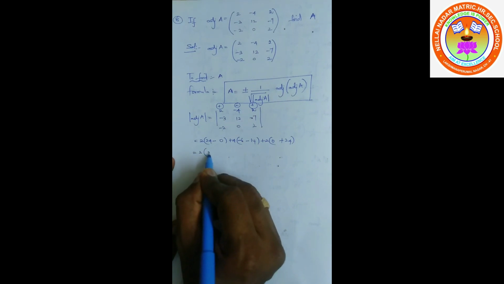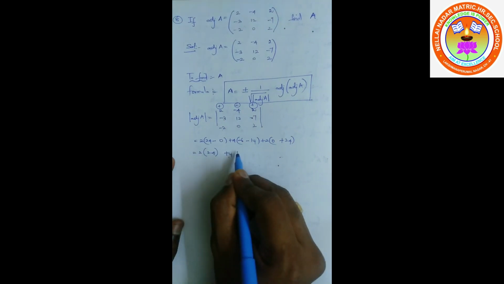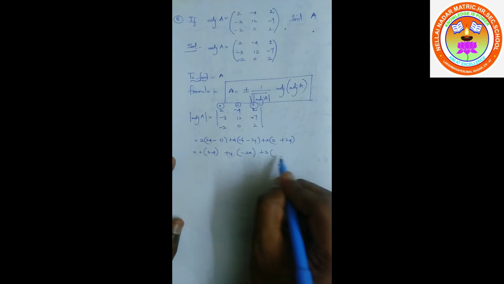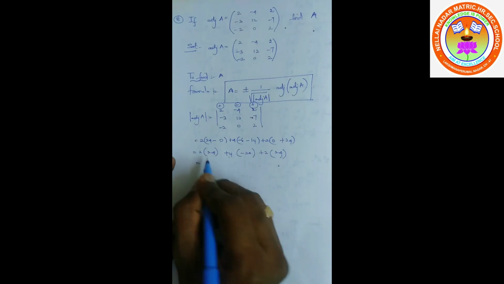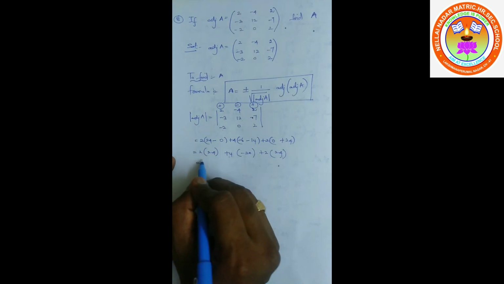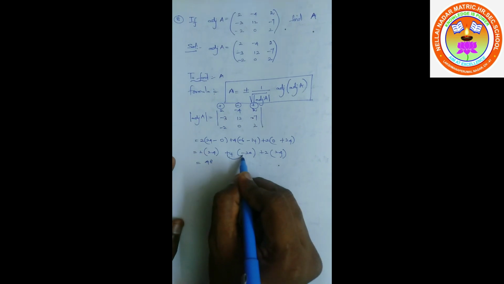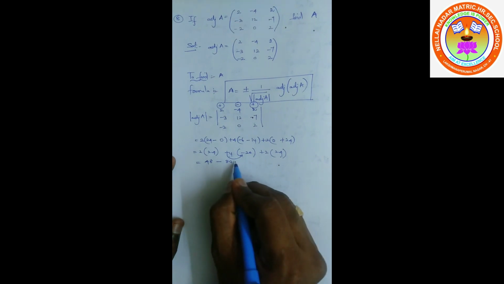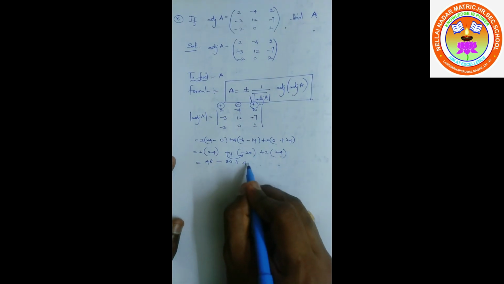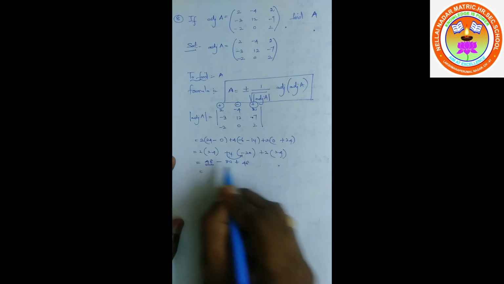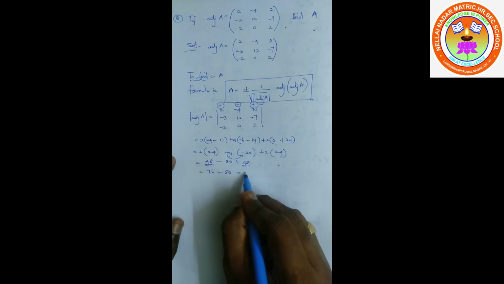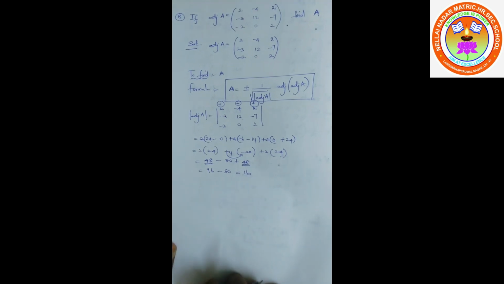So 24 minus 0 is 24, plus 4, minus 6 minus 14, which gives us minus 20, plus 2, 0 plus 24 is 24, 2 into 24 is 48, plus into minus is minus, 4 into 20 is 80, plus 2 into 24 is 48. 48 plus 48 we get 96, minus 80, 96 minus 80 gives us 16. Determinant of adjoint of A is 16.